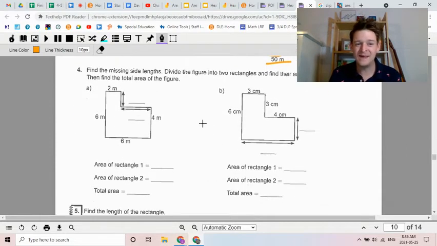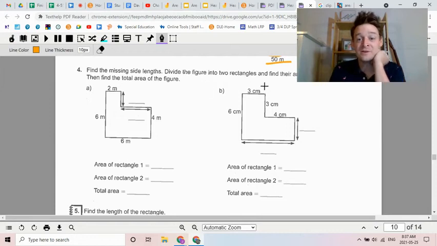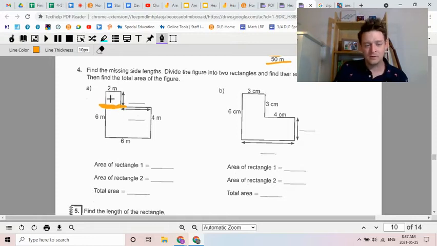So now using that strategy, you're going to find missing side lengths. So you're going to divide the figure into 2 rectangles and find their areas, and then find the total area of the figure. But there are some missing side lengths that you're going to need to figure out. So same as before, first thing we're going to do is divide this shape into 2 rectangles. There's my ugly line.